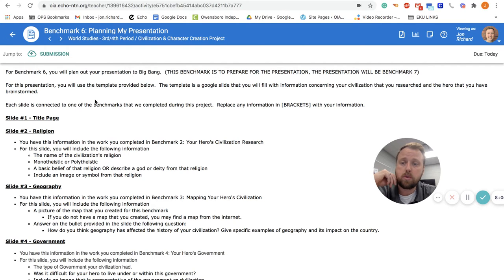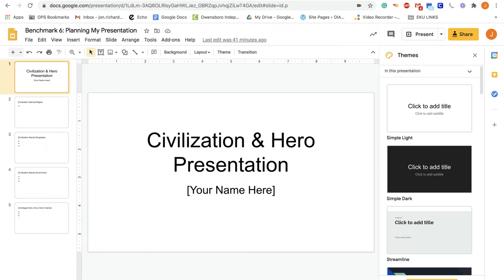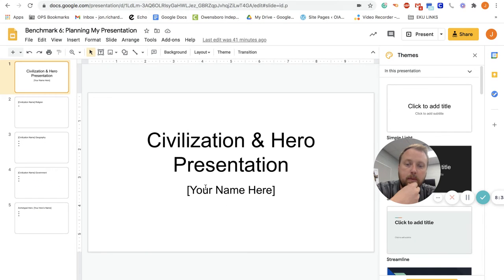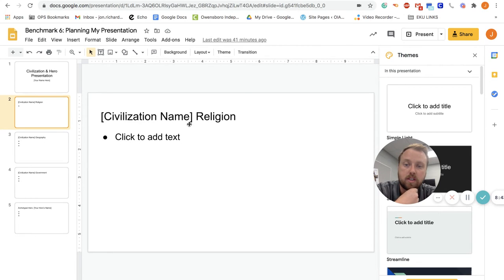So for this presentation, you will use the template provided below. The template is a Google slide that you will fill with information concerning your civilization that you researched and the hero that you have brainstormed. So you've already done all of this work through benchmarks 2 through 5, okay? Each slide is connected to one of those benchmarks that we completed during this project. Replace any information in the brackets with your information. So you'll notice that throughout these slides, there's a bracket for your name, you'll delete the bracket and then you'll put in your name, okay? You do the same thing on civilization name, religion.